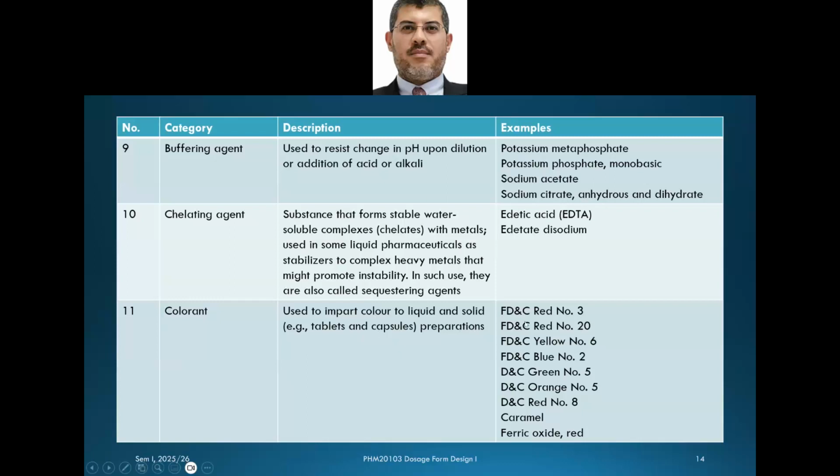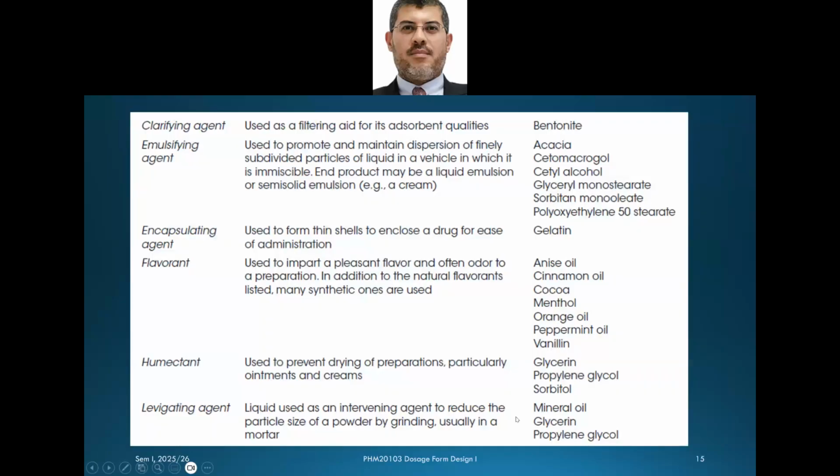So you have different types of coloring agents. Each of them has a different color. Some are red, some are yellow, blue, green, orange, and so on. Ferric oxide can be used to give a red color, caramel also to give the color of caramel.